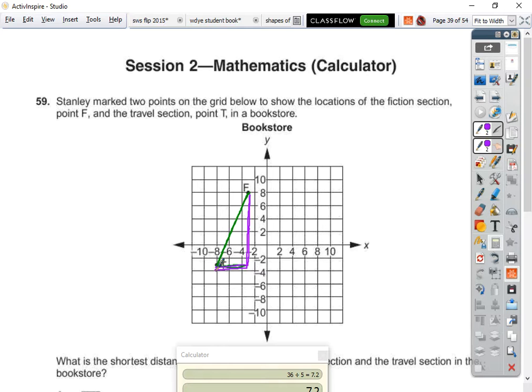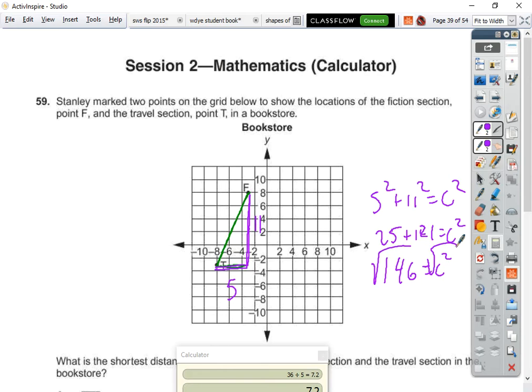Okay, so we went from negative 8 to negative 3, which is a difference of 5. And we're talking about difference, so we don't have to worry about positive or negative. And we went from negative 3 to 8, which is 11. So we know that 5 squared plus 11 squared is equal to c squared. 25 plus 121 is equal to c squared. So we know that 146 is equal to c squared. Square root, square root.